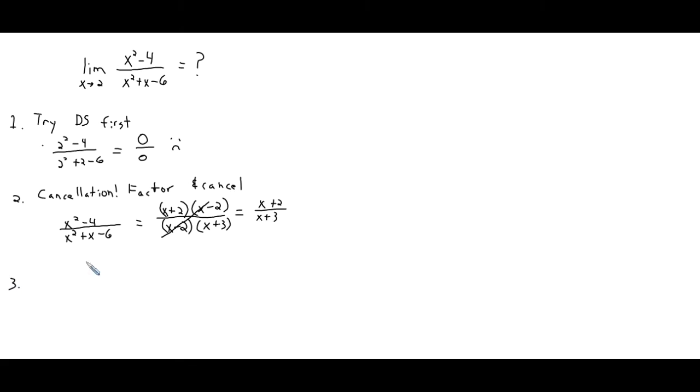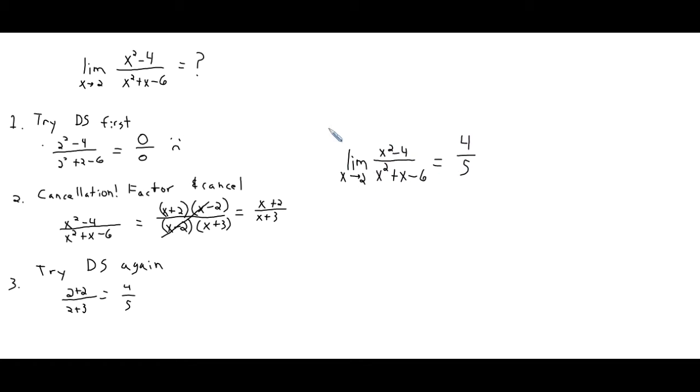For step 3 of this method, we are going to try direct substitution again. So we are going to plug in 2 into our now simplified function. We plug in 2, we get 2 plus 2 over 2 plus 3, and that equals 4/5. So that's a good number, right? That's not a 0 over 0. 4/5 is an actual number. So that means that we've solved it. We can now say that the limit as x approaches 2 of x squared minus 4 over x squared plus x minus 6 equals 4/5.